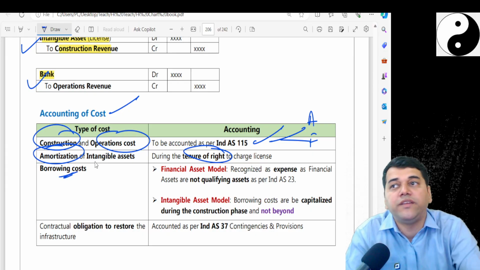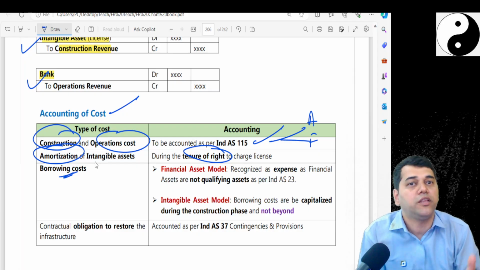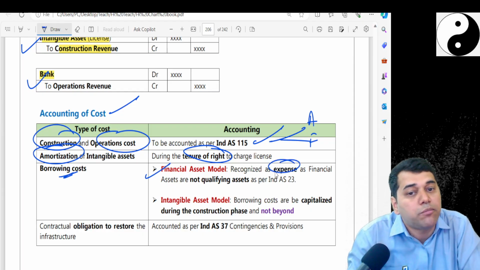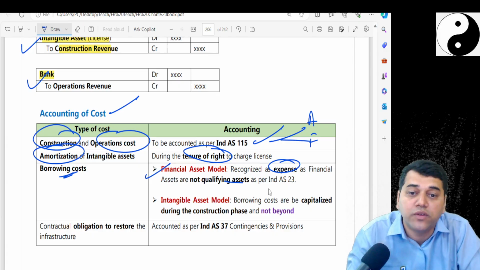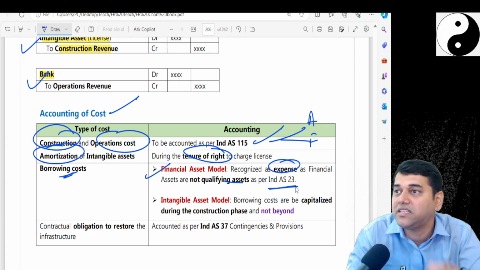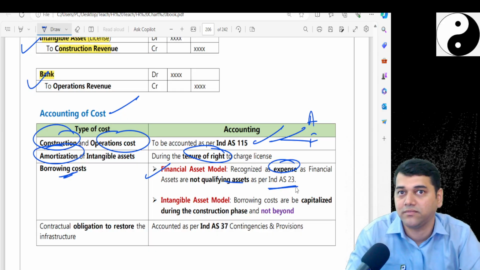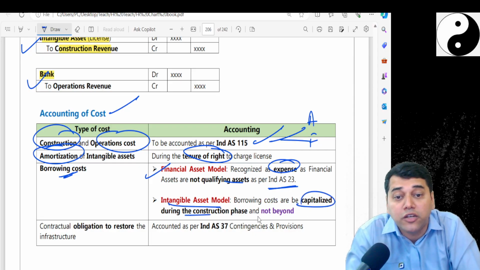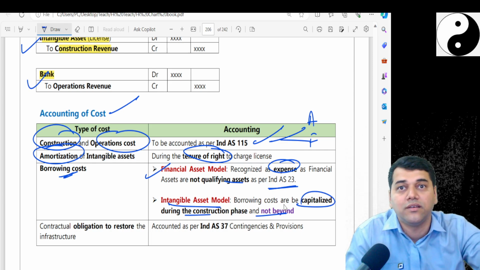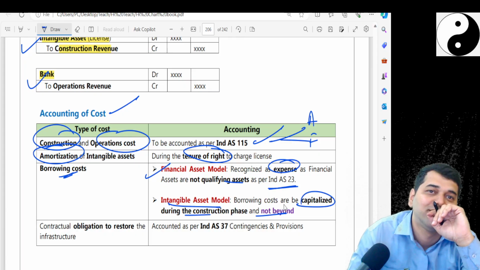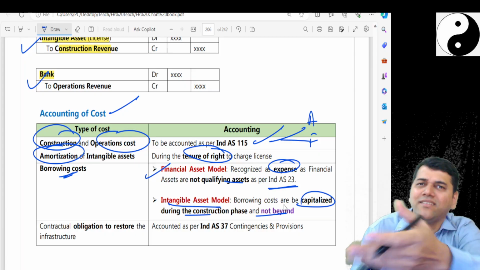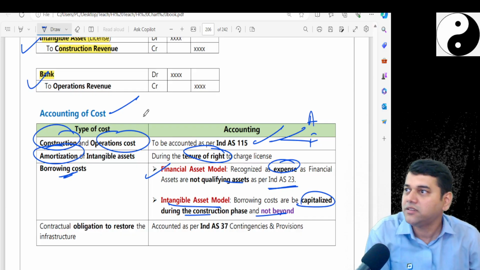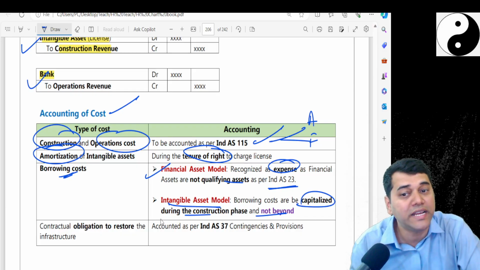Now, borrowing cost you might have incurred. You are an operator; from where will you get the money? You might have borrowed. Now, the standard says that if it is a financial asset model, treat that borrowing cost as an expense. Why? Because Ind AS 23 says that your financial asset is not a qualifying asset, because it is ready for use. But if you have used the intangible asset model, you can capitalize it, but not beyond the construction phase. Why? As Ind AS 23 says, you can capitalize till the asset is ready for use. So once the road is ready, stop your borrowing cost. But that applies only to the intangible asset model.